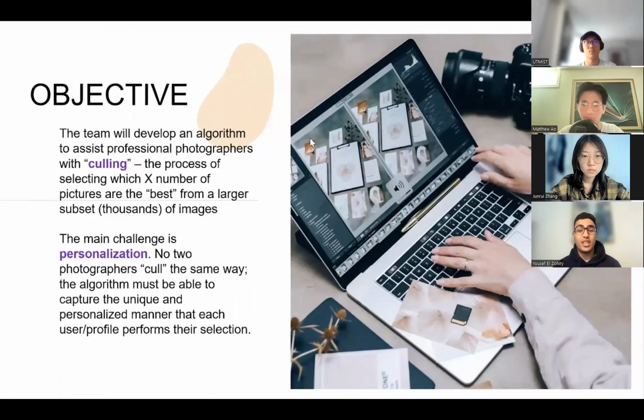We're really excited to share this project with you. It's an opportunity to build a product that assists professional photographers with the culling portion of their work. We're calling this project Choosing the Face, and it's labeled under PhotoML for UTMIST.